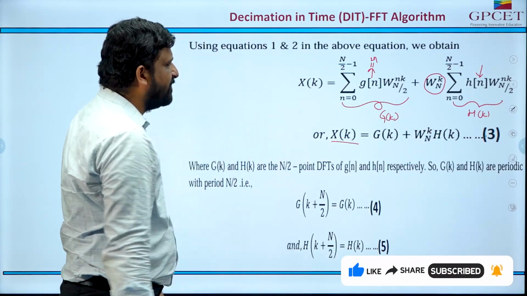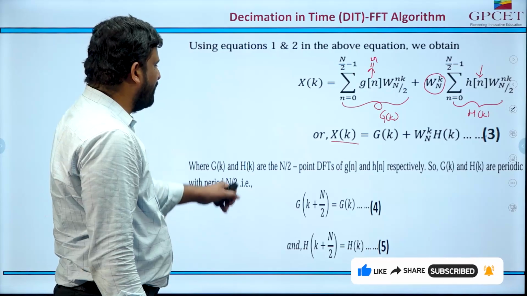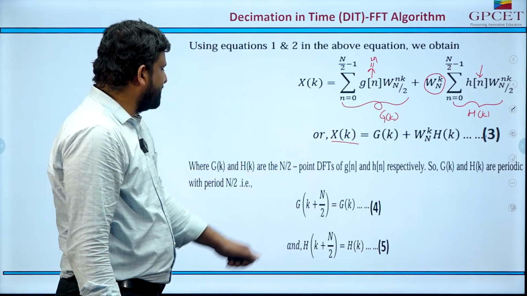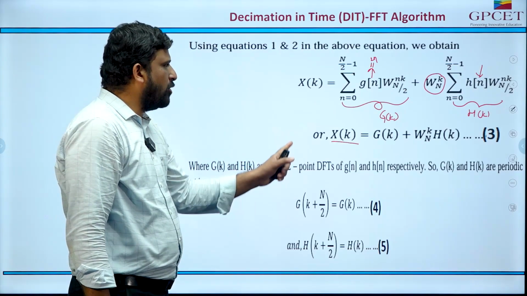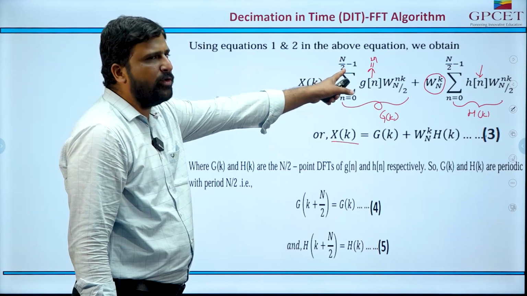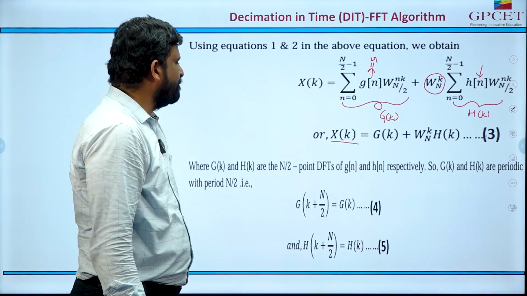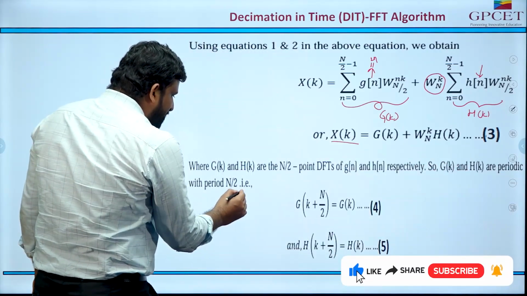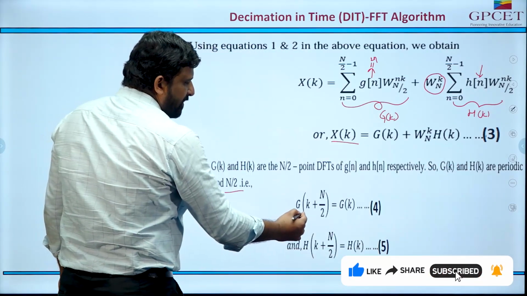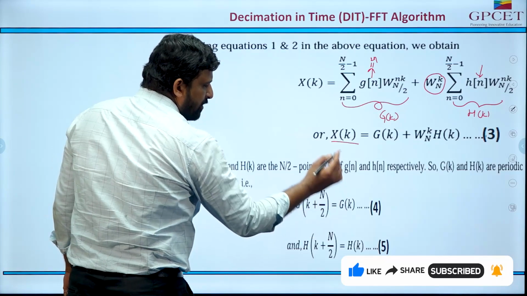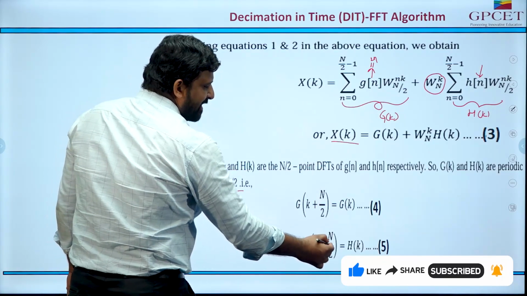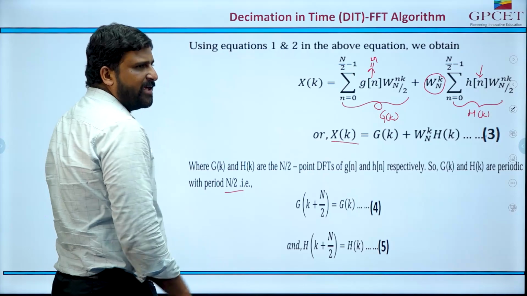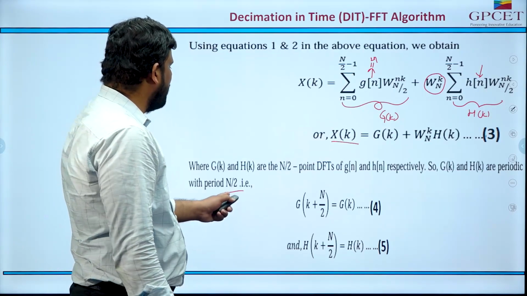Okay, now this is for the DFT. Fine. Now where g of k and h of k are the n by 2 point. We have divided the N value into n by 2. For that, g of k and h of k have the periodicity of n by 2. So I can write g of k plus n by 2 is equal to g of k, and h of k plus n by 2 is equal to h of k. Like that also we can write. Why? Because we have taken the periodicity of n by 2.